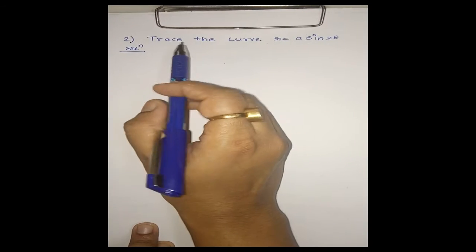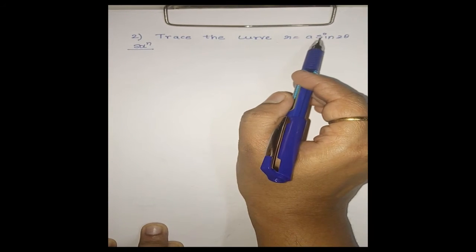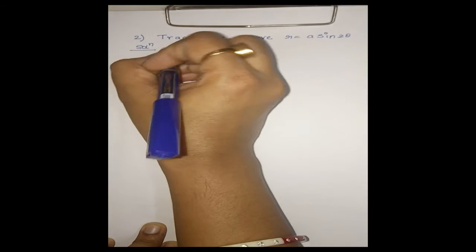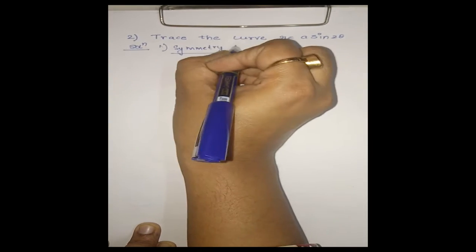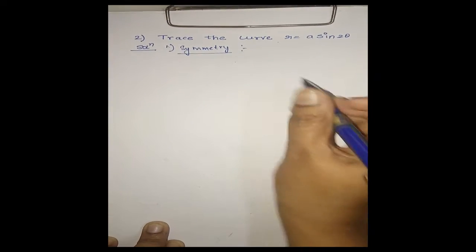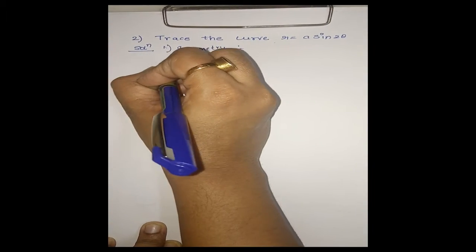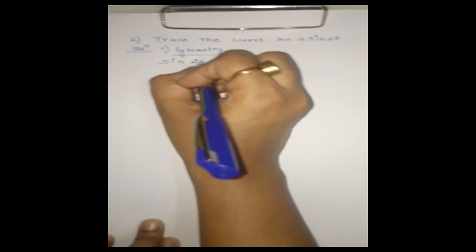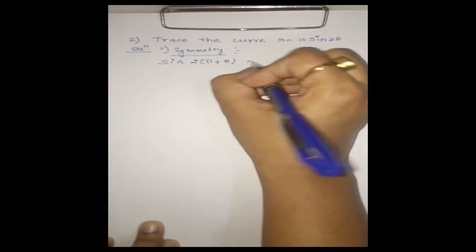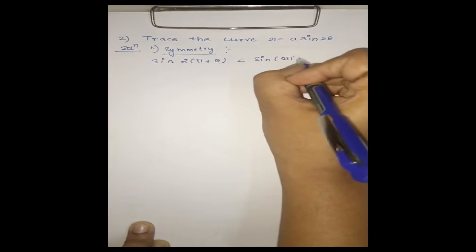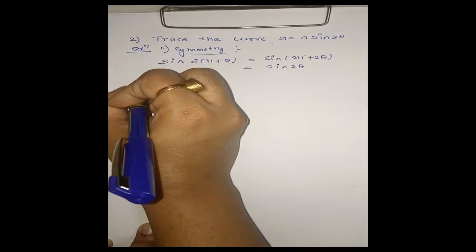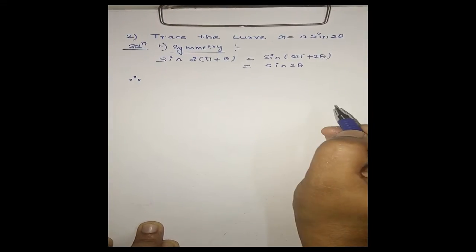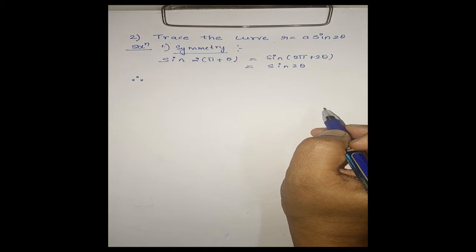Now consider the next problem. Trace the curve r is equal to a sine 2 theta. First is symmetry. Let us replace theta by pi plus theta. Sine of 2 times (pi plus theta), that is sine of 2 pi plus 2 theta, is in the first quadrant and is equal to sine 2 theta. Therefore, the equation remains unchanged on replacing theta by pi plus theta.